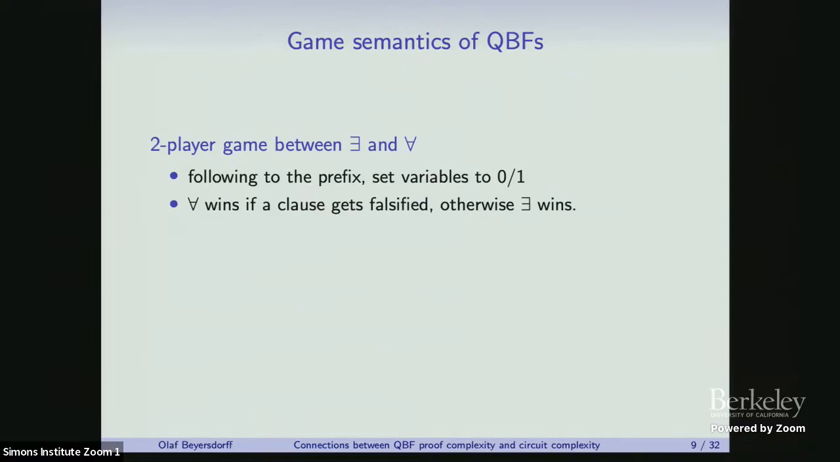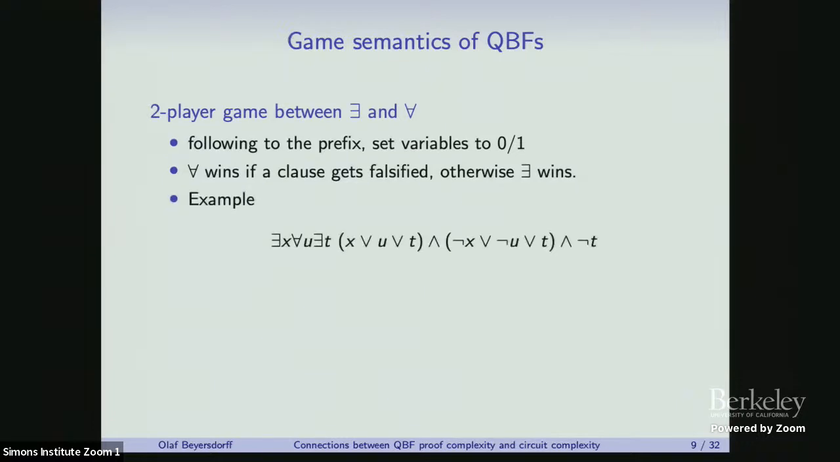What is important here is to remember this game semantics that we know for QBFs. We can interpret it as a two-player game between an existential and universal player. They play according to the prefix and set the variables to 0 and 1. The universal wins if a clause gets falsified, and otherwise the existential wins.